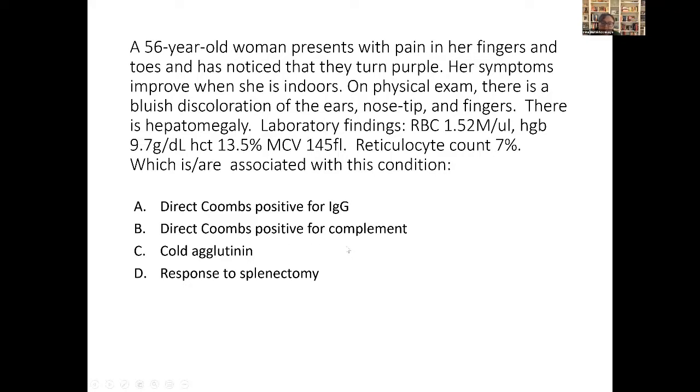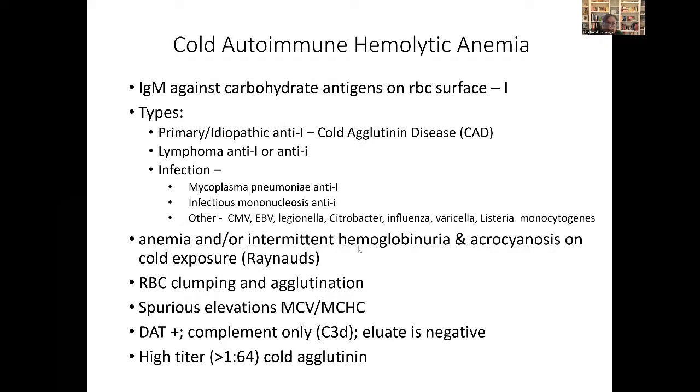Direct Coombs is positive for complement only. Cold autoimmune hemolytic anemia is characterized by an IgM, which is directed against the carbohydrate antigens on the red cell surface, such as the I antigen. There are really three main subtypes. The primary or idiopathic is called cold agglutinin disease. It's actually now been shown to be a distinct hematopathologic entity, which is similar to a low-grade lymphoma, which is distinct from the regular lymphoma that can cause cold agglutinin syndrome.